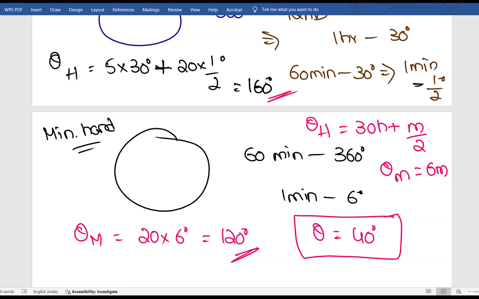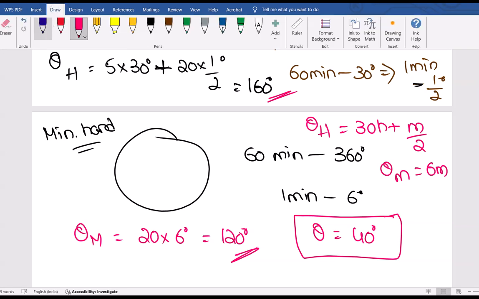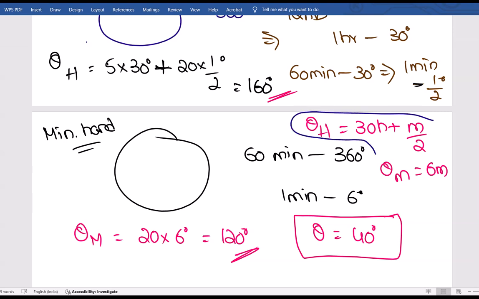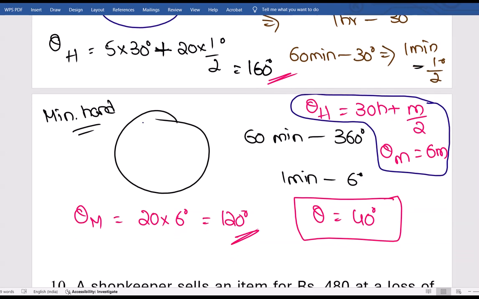Why is theta h 30h plus m by 2? Each hour is 30 degrees, and each minute is half a degree. Now if you take the difference between those two, that is the formula you can find in your textbooks: 30h minus 5.5m, that is what they call 11m by 2. The divide by 2 is only for the second term, not the first term. 30h minus 11m by 2, the angle between hands.